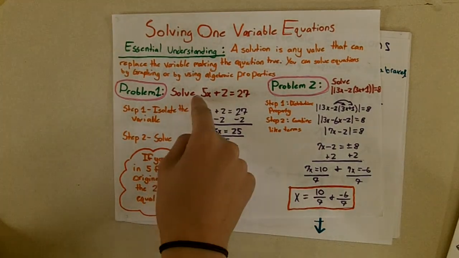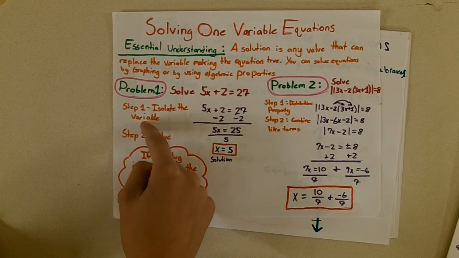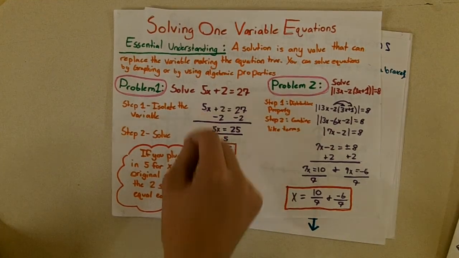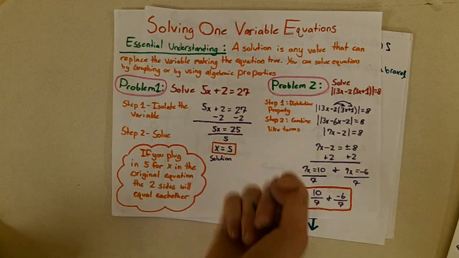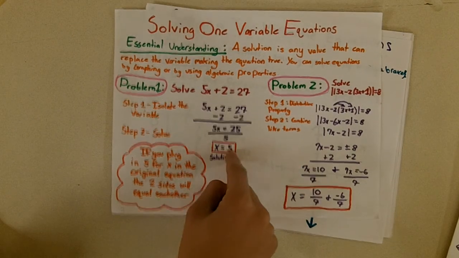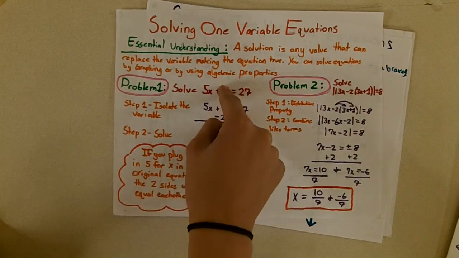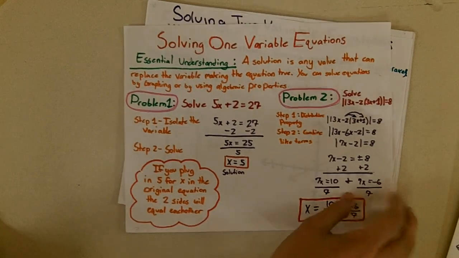Problem 1. Solve 5x plus 2 equals 27. The first thing we have to do is isolate the variable. We're going to do this by bringing the 2 to the other side so the variable is all by itself. Then we're going to simplify it so the variable doesn't have a coefficient. That gives us x equals 5. So that's our solution here. If we plug in 5 for x in the original equation, both sides will be equal, and that means it's right.